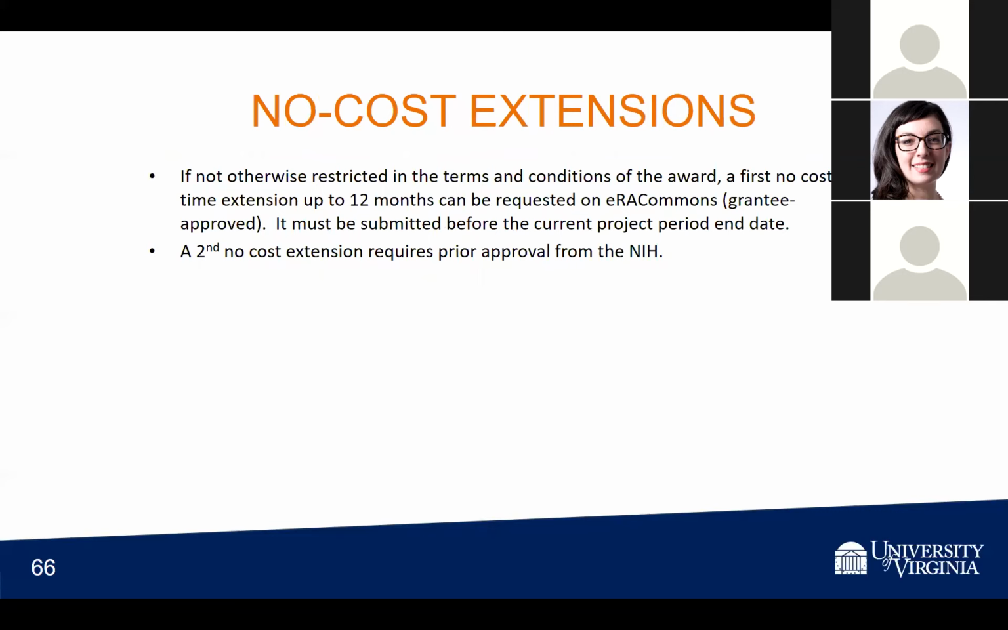Another flexibility the NIH gives out, if there's no other restrictions in the terms and conditions of the award, is that a first no-cost extension can be requested in eRA Commons and is automatically approved. It must be submitted before the current project end date. If we need a second or third no-cost extension, that would require prior approval. So we'd have to submit that request, NIH would review it and get back to us. And typically a justification and possibly other documents are required as well.